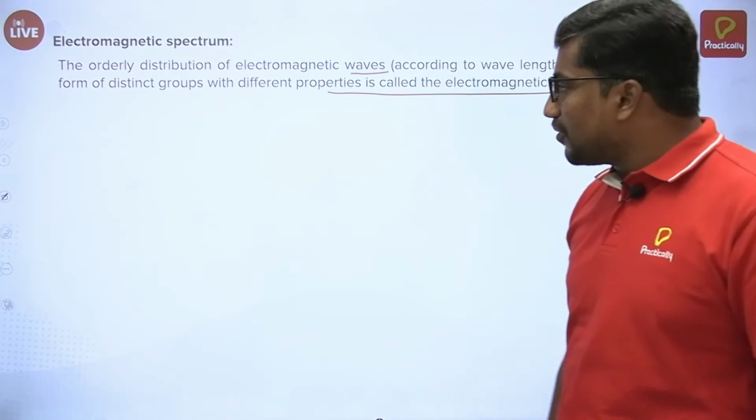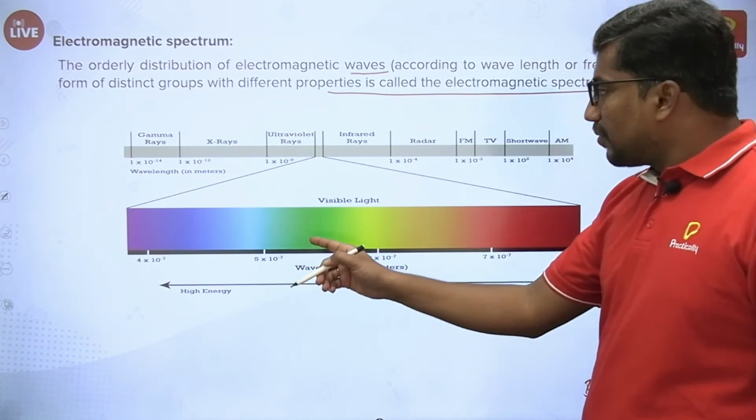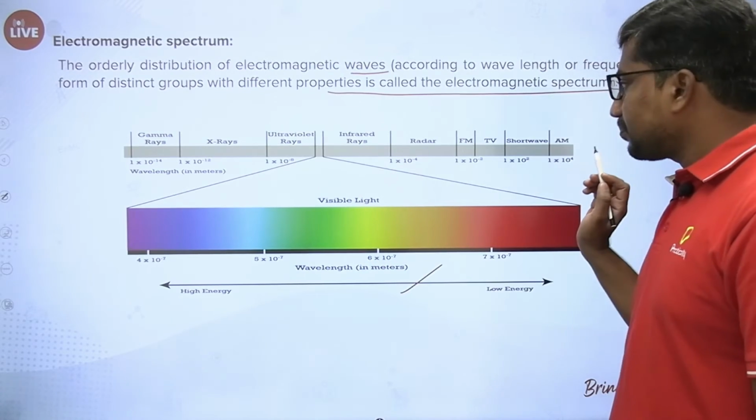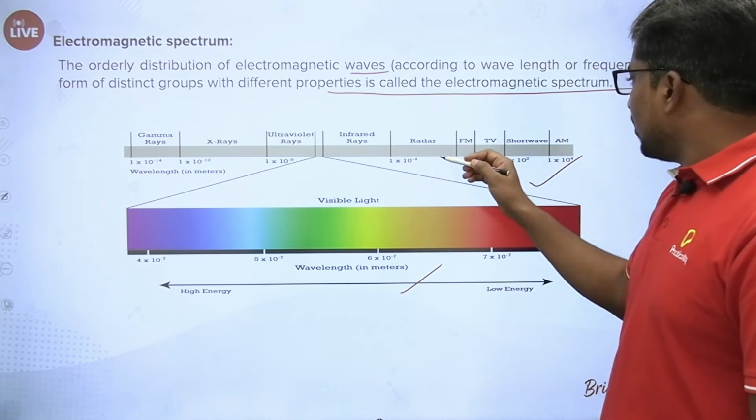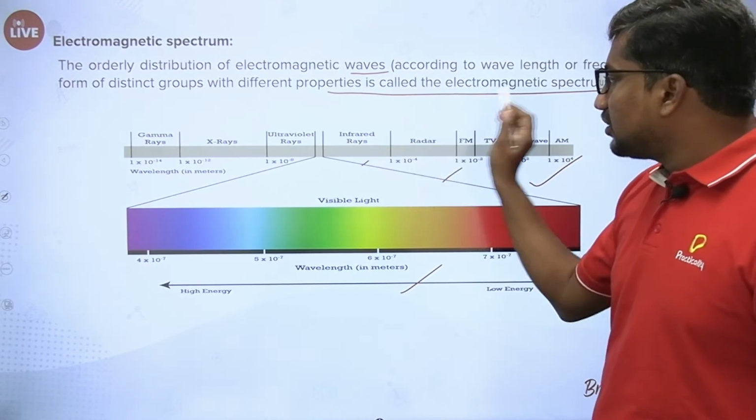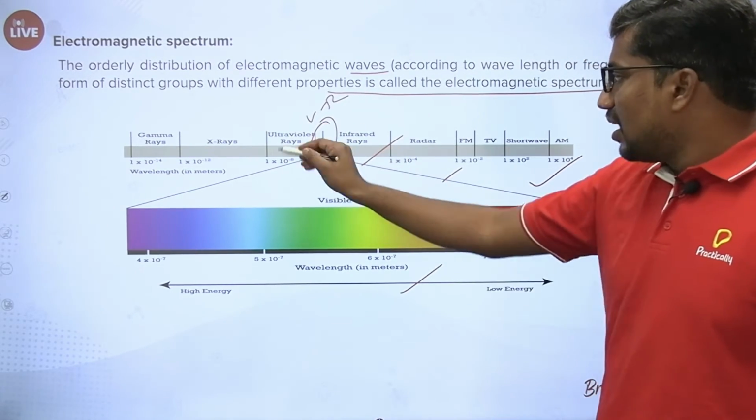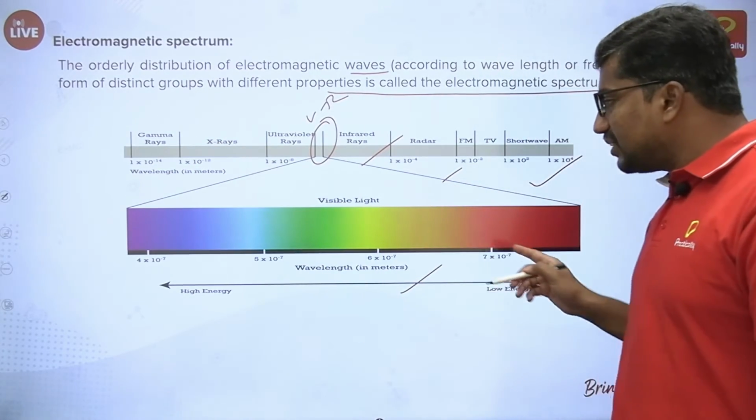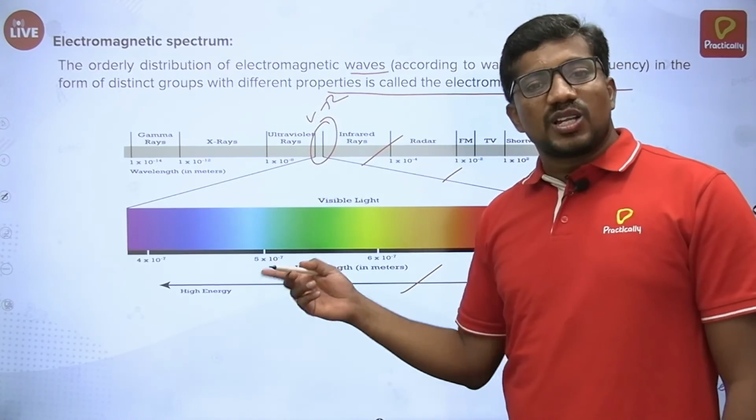And here you can see the electromagnetic spectrum, whose classification is done based on the wavelength. Here you can find radio waves with the longer wavelengths, then microwaves, infrared rays, visible rays, UV rays, X-rays and gamma rays. This arrangement is done based on the wavelength. You can also segregate based on the frequency.